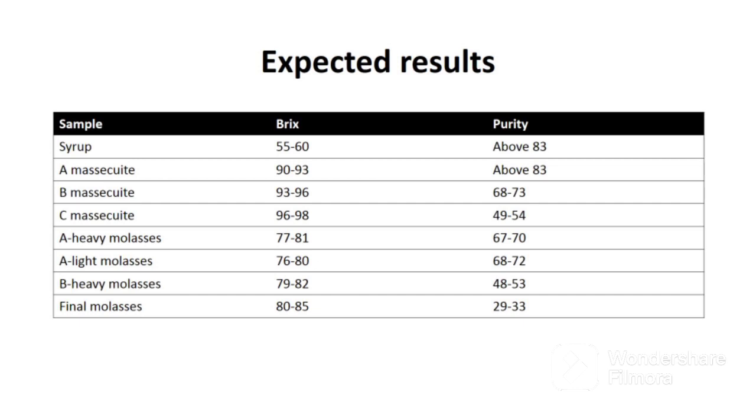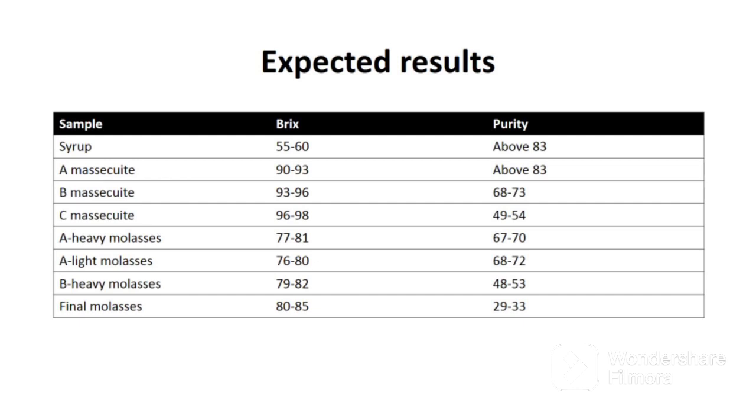And after the second crystallization and centrifugation, we expect purity drop of around 20. That's why B massecuite has around 68 to 73 purity and B heavy molasses has around 48 to 53. And you can see B heavy molasses purity is somehow related to C massecuite. This is because B heavy molasses is used to prepare C massecuite.